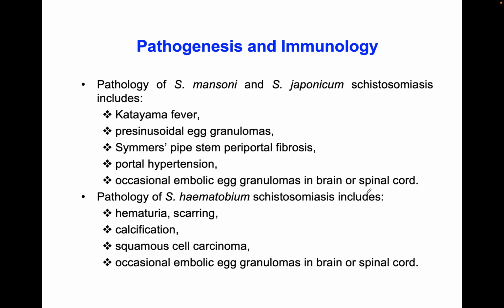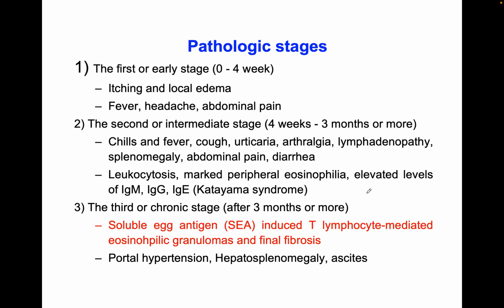For haematobium, schistosomiasis includes hematuria, scarring, calcification, squamous cell carcinoma, and occasionally embolic egg granulomas in the brain or spinal cord. And usually there are three different stages for the disease to progress.